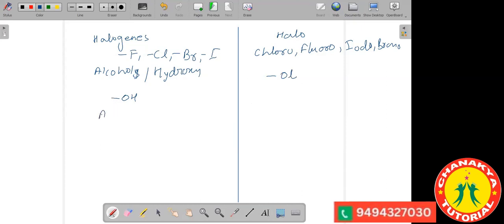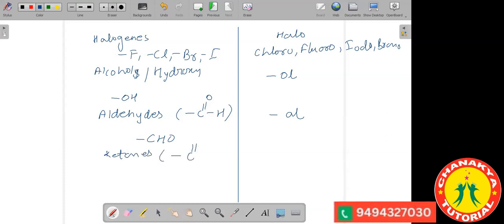Then we did aldehydes. They have the formula CHO, where we write them as C double bond OH. So, this is the CHO group. They are named by adding AL. Then we did ketones with the formula C double bond O. So this is a ketone and we name it by O-N-E. So alcohols, aldehydes, ketones, and you have carboxylic acids.